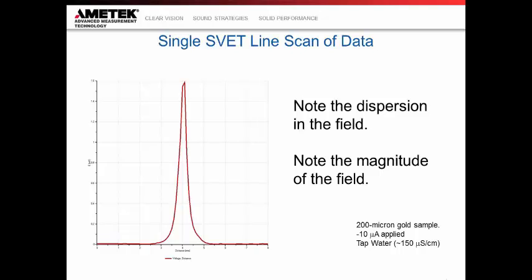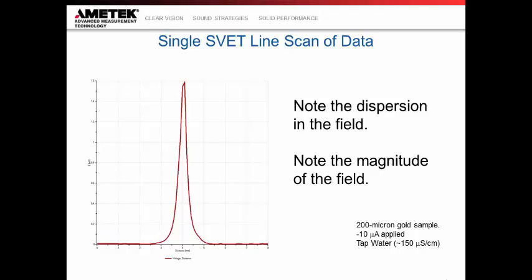This is a graph where the y-axis is voltage and the x-axis is distance. So what can we see about this? First, let me tell you what the sample is and how we did this experiment. We took a 200 micron gold wire and tap water, which here in my laboratory is about 150 microsiemens per centimeter. And we applied a current to the gold wire.